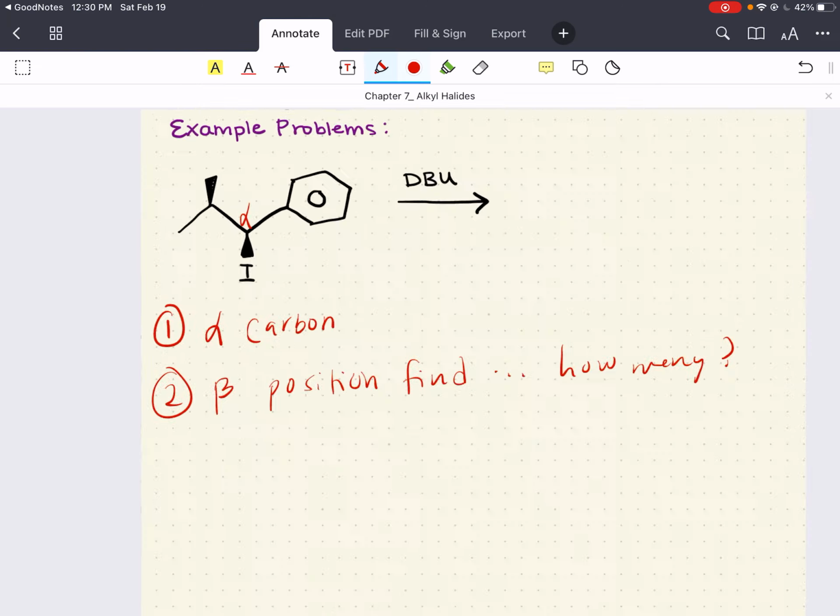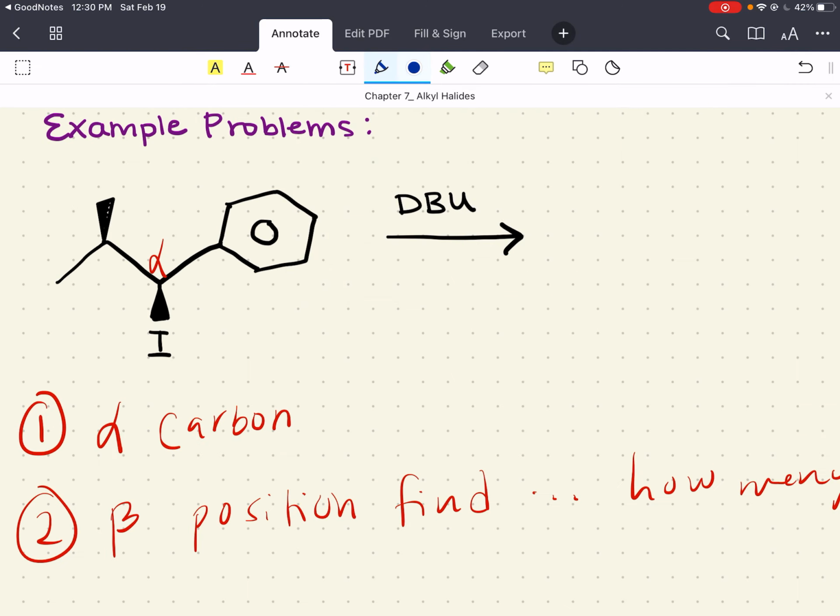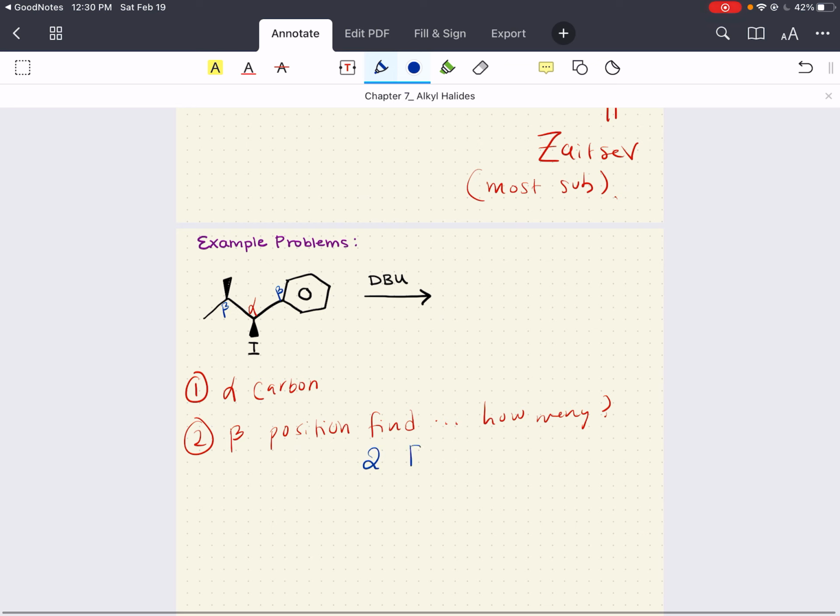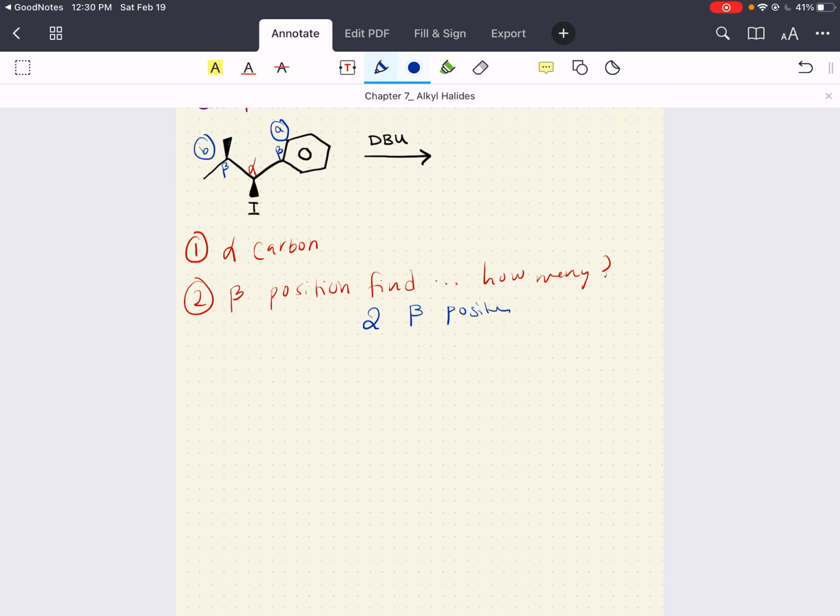Okay, so we're going to look at here. Where are our beta positions? Well, we have a beta position here, and we have a beta position here. We have 2 beta positions. Fantastic. We're going to label one A, and we're going to label one B. All right, so then step 3 is to look at each beta position. So we're going to look at beta position A.